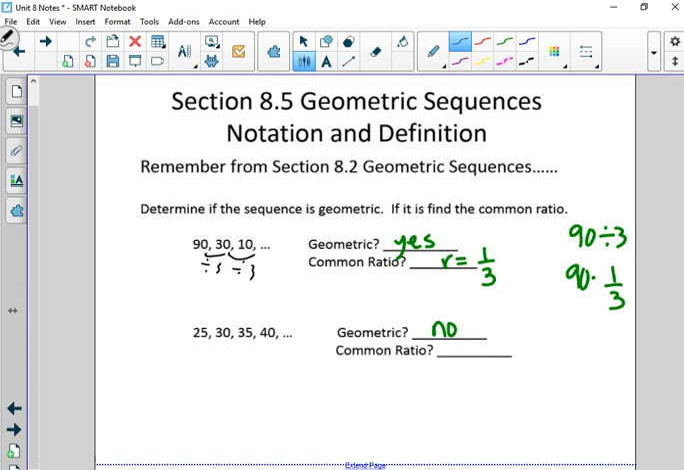Okay? This one, 25, 30, 35, 40, this is plus 5, plus 5, plus 5. That is not geometric. It is arithmetic. Okay? So it's going up by the same number. So that doesn't count.